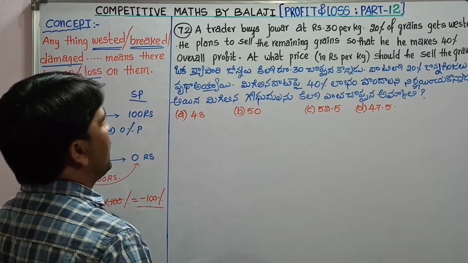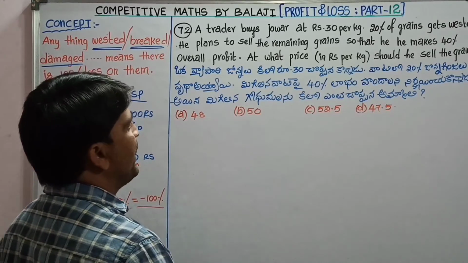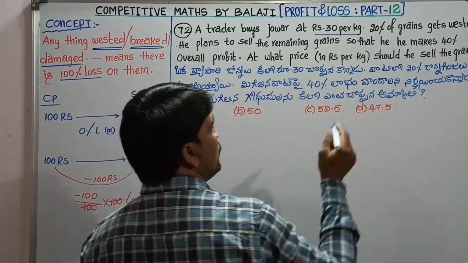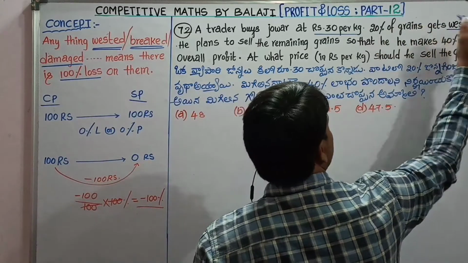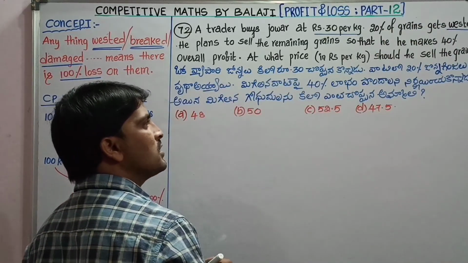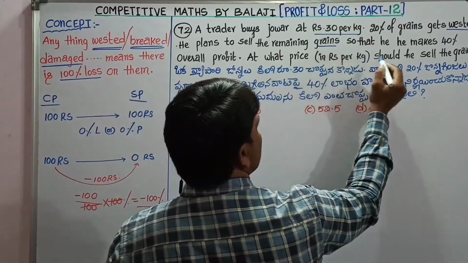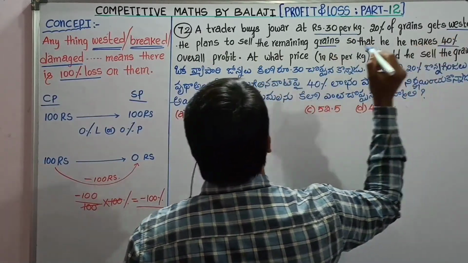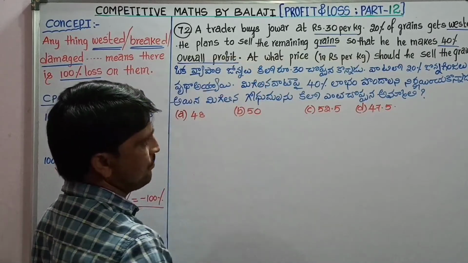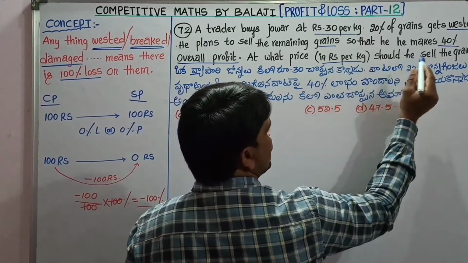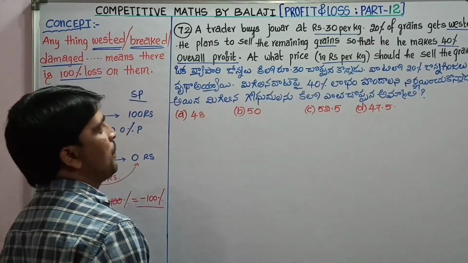72. A trader buys jowar at 30 rupees per kg. 20% of grains get wasted. He plans to sell the remaining grains so that he makes a 40% overall profit. At what price in rupees per kg should he sell the grains?